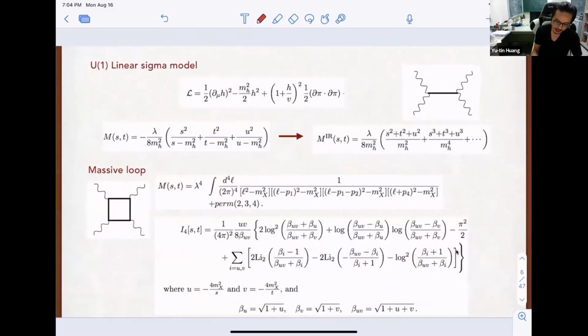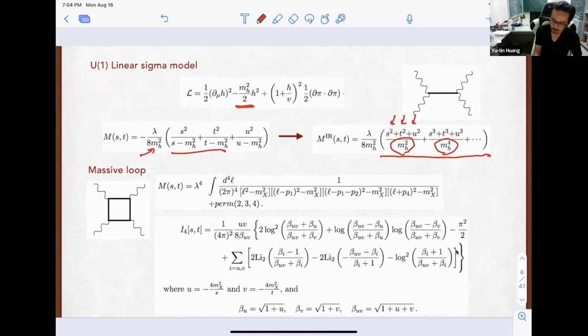Just for a simple example, if we have a U(1) linear sigma model with a heavy Higgs, then in the UV theory you can compute your amplitude, and the leading order is just a tree-level exchange. Then in the IR, which means you have to integrate out the Higgs, you get an infinite polynomial expansion, where these coefficients encode information about the Higgs mass.